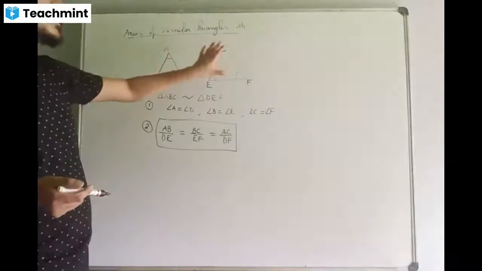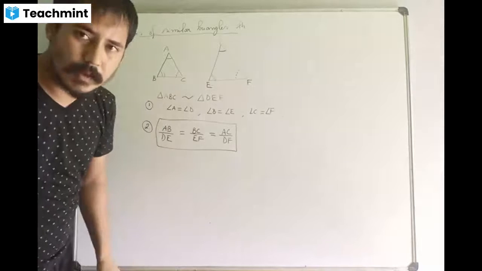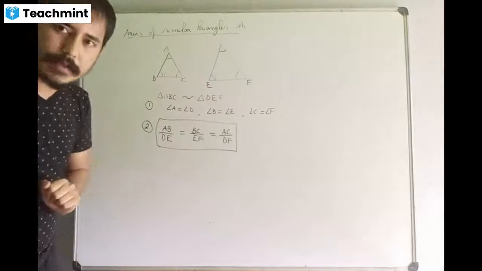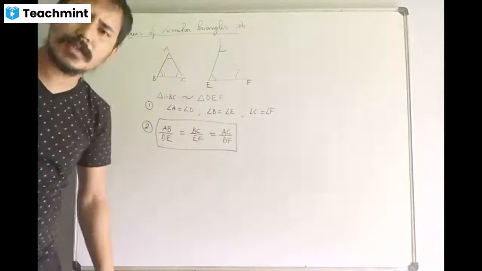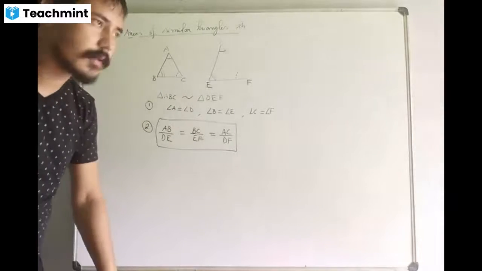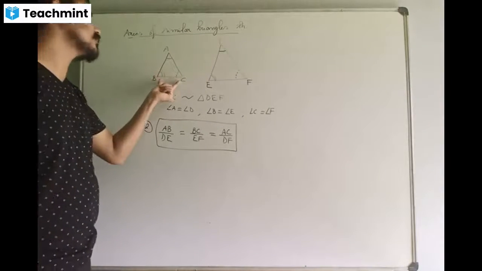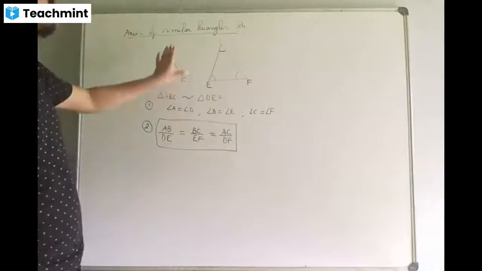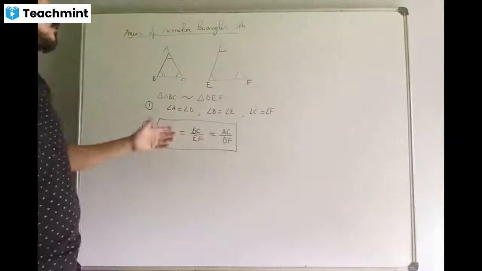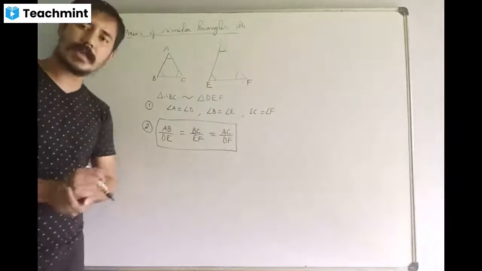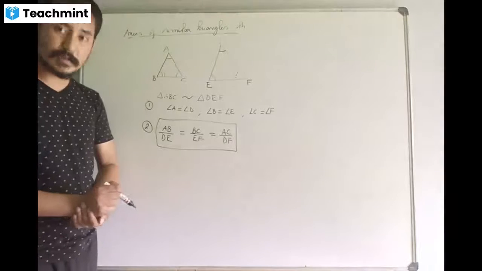If two triangles are similar, then all their corresponding angles will be equal. First thing. Second thing, ratio of their corresponding sides will be in proportion. Means ratio of this side and this side, ratio of this side and this side, and the ratio of this side to this side. All the three ratios will be equal, saying the ratio of their corresponding sides are in proportion. That is how we say in mathematics term.